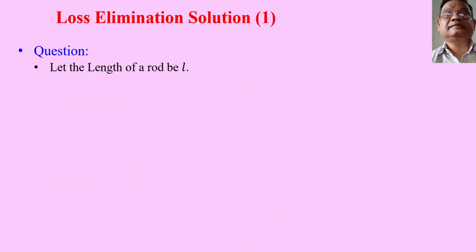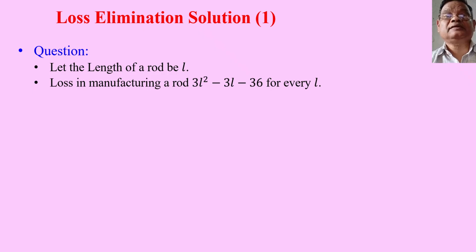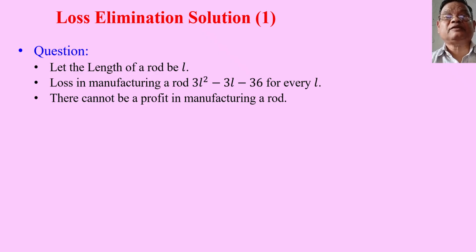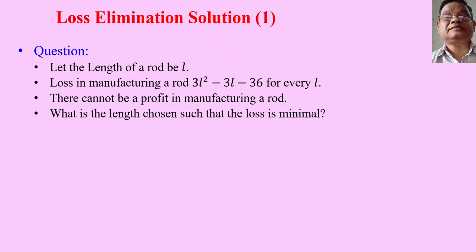Question. Let the length of a rod be L. Loss in manufacturing a rod is 3L squared minus 3L minus 36 for every L. There cannot be a profit in manufacturing a rod. What is the length chosen such that the loss is minimal? We will study for an answer.